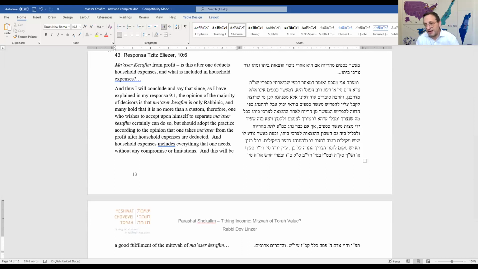So do it after you've paid all your expenses, your rent, your utilities, your food, your everything. Focus on the money afterwards. That is a way that everybody can do Meiser Ksafim, if you start focusing on it after you've deducted all of your expenses. But the larger point that I take from this is, once it's a minhag, you can decide what way you want to adopt it.